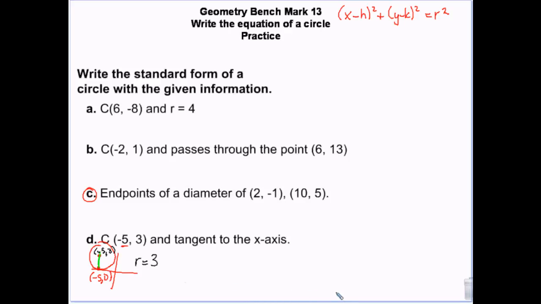You always start off. If you're tangent, tangent means, well, if you're tangent to the x-axis or tangent to the y-axis, that means one of your points is going to be 0. So if I was tangent to the y-axis, let me just draw that.